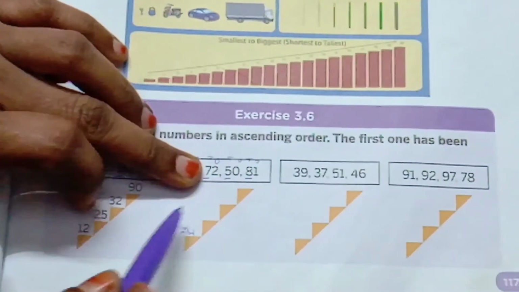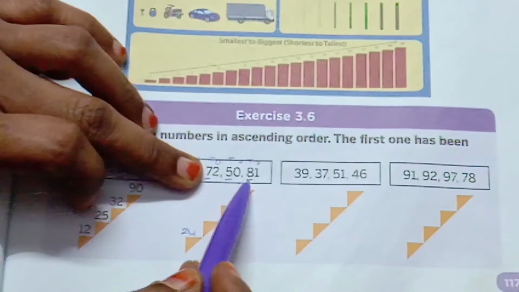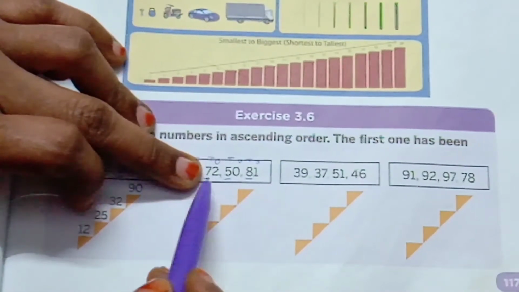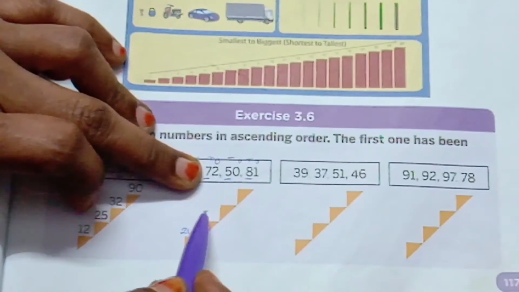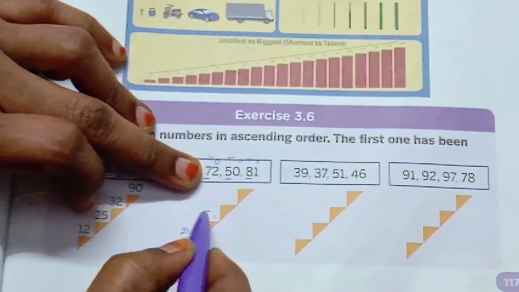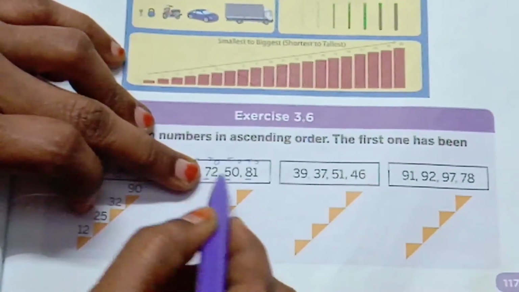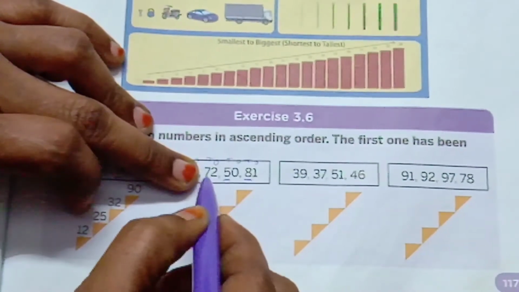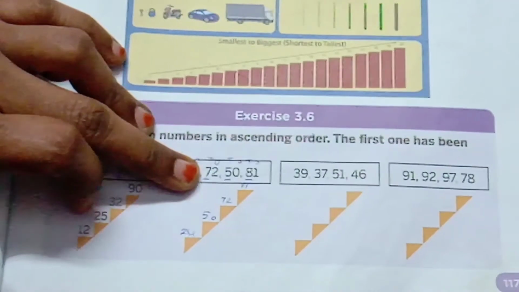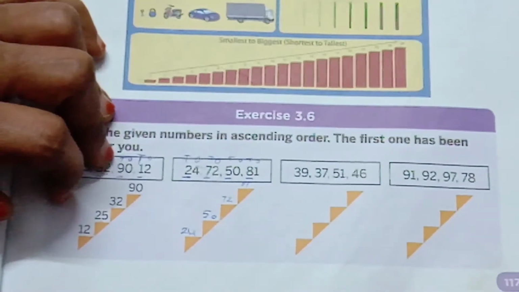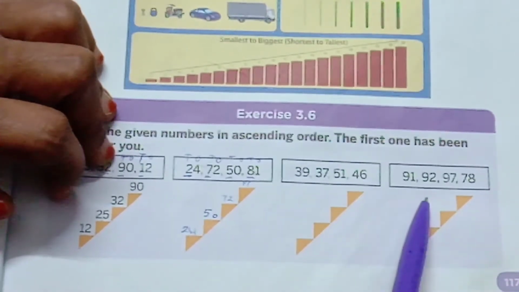24. Now 7, 5, 8. Which is the smallest number? 7 and 5. 5. So 50. Next you can write down 50. After that 7 and 8. Which is the smallest one? 7. So 72. After that 81. Like that you can arrange these numbers also. Okay children.